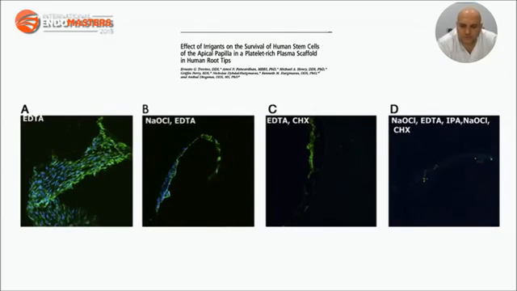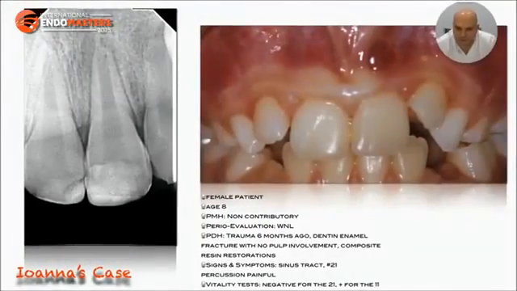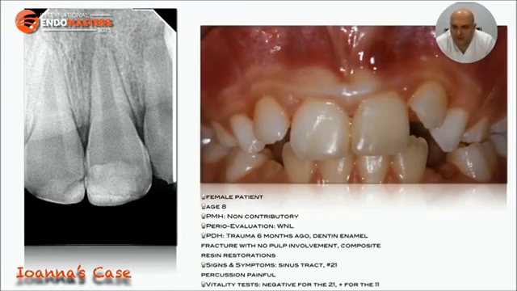And although irrigation with 17% EDTA best supported cell survival, protocols that included 2% chlorhexidine lacked any viable cells. So I removed chlorhexidine from my irrigation protocol and replaced it with sodium hypochlorite. So let's try now together to induce continuous root development and dentine wall thickening in little Marlena's case.